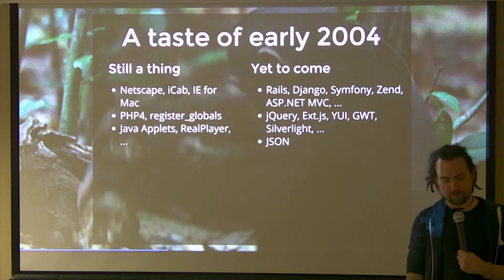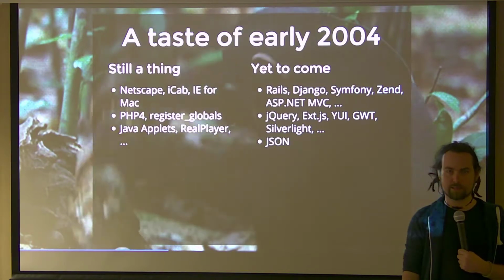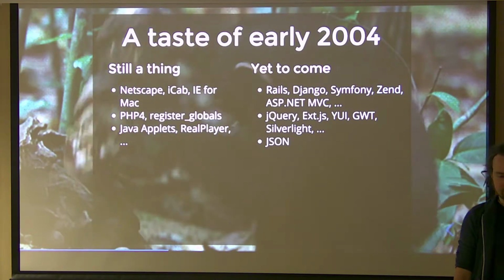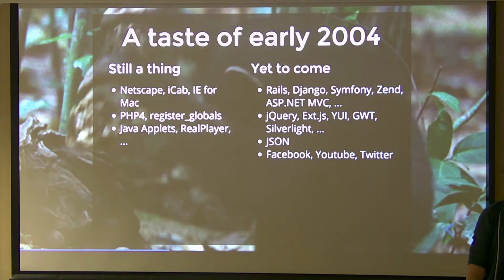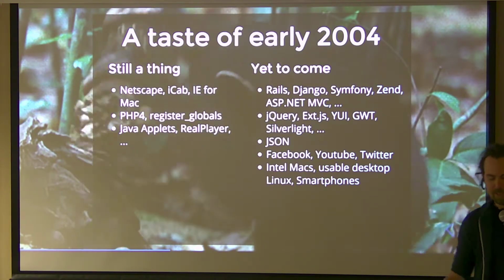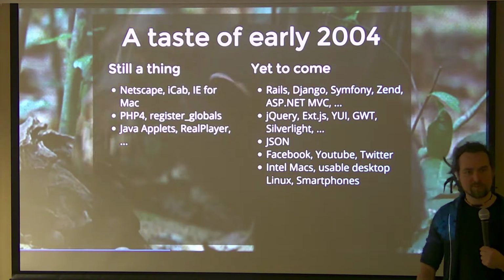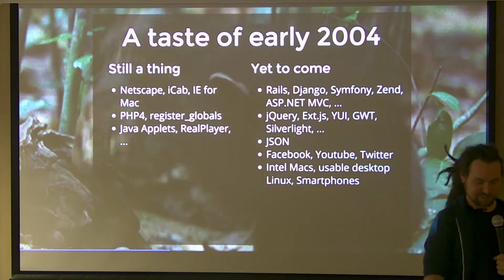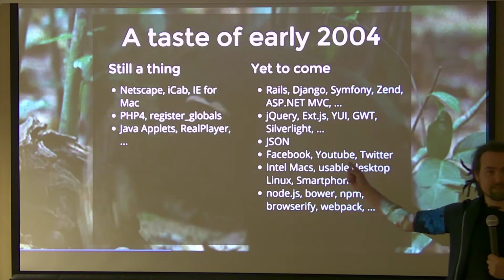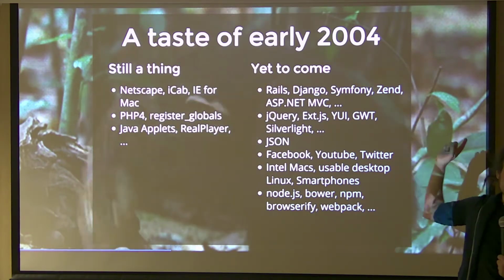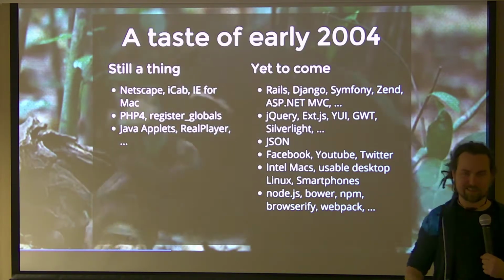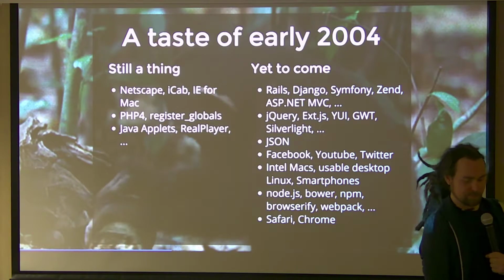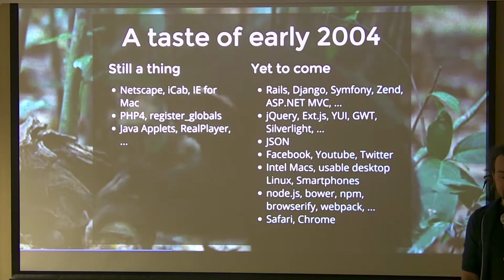JSON was not even a thing yet. The spec was proposed in 2006, and I think the first API serving this was Yahoo in 2005, so 1 year after this. Facebook, YouTube, Twitter, which of course today are ubiquitous, did not exist. Intel Macs, usable desktop Linux, smartphones, mobile internet, all this kind of stuff. Like, the monkey there is actually pretty accurate. There was no Node.js, no JavaScript package managers, no bundlers, nothing. Like this was the fucking dark ages. And of course, Safari and Chrome also did not exist.